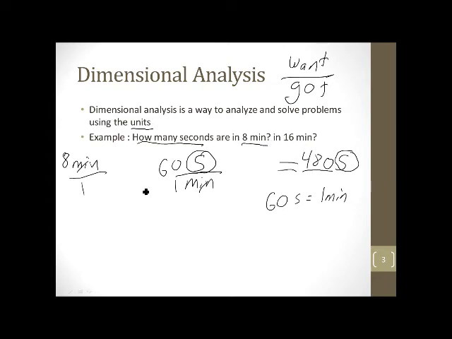So let's try the other one. Let's say it's 16 minutes. We could just double our answer, but we want to practice the steps. So we're starting off with 16 minutes, equals a certain number of seconds. What you want, seconds, over what you got, minutes. And how many seconds in a minute? Well, 60 seconds equals 1 minute. So we write it here. Our units cancel, and we get 60 times 16 equals 960 seconds. If you need to rewind to practice that a couple more times, go ahead, and we'll be doing a bunch more of these over the next week or so, and in class.